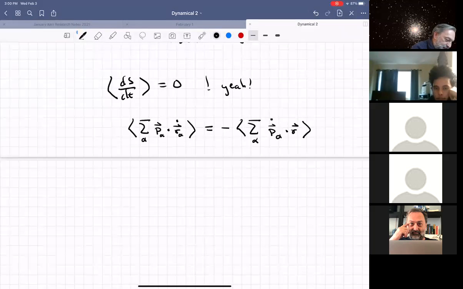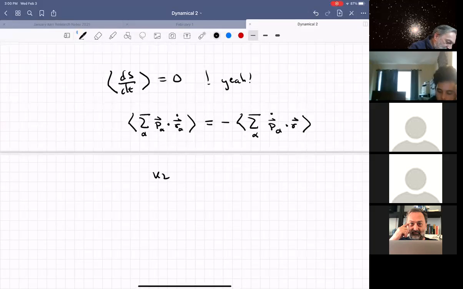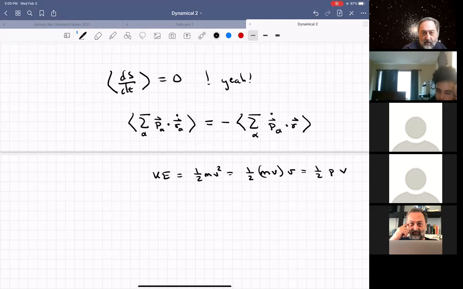Okay, so I have that. So the fact that ds dt time average was 0 means I can take the two terms and move one to the other side. All right. So now the key observation is that the kinetic energy is 1/2 mv squared, right? So that's 1/2 mv times v. So that's 1/2 p times v.